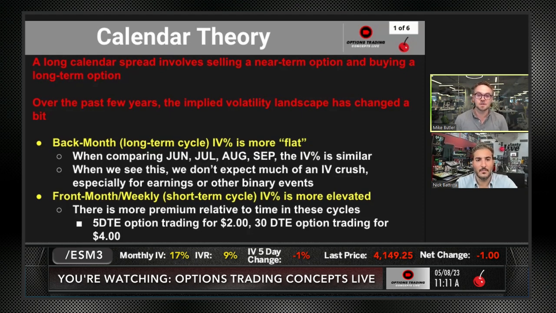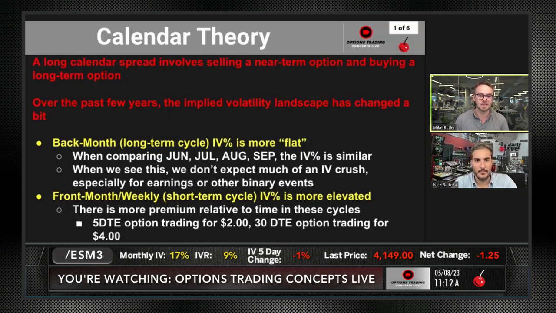Over the past few years, we've noticed that the implied volatility landscape has changed a little bit. When we used to trade earnings, we used to see heightened implied volatility in the weekly cycle, still heightened implied volatility in the 30-day cycle, and then as you trickled out in time, you would get lower implied volatility readings. But recently, we've seen that the midterm implied volatility levels for different expirations, like the 30 to 60-day IVs, have been relatively low or flat.